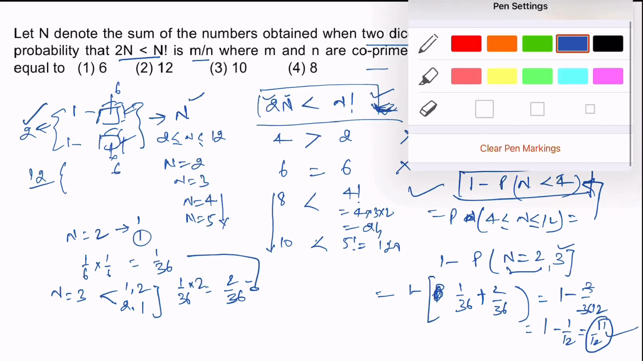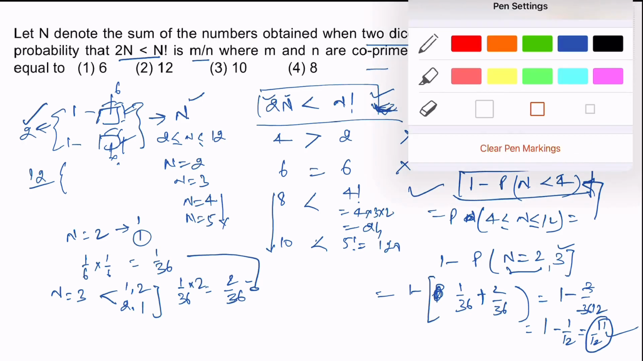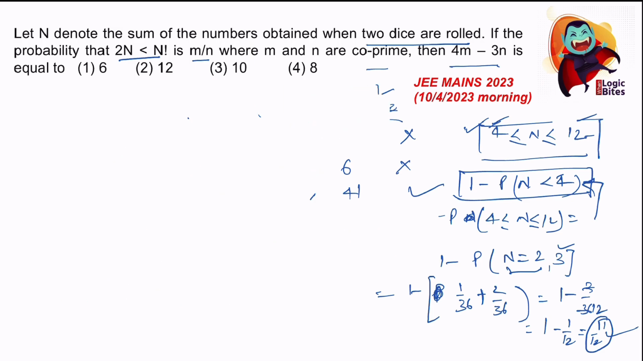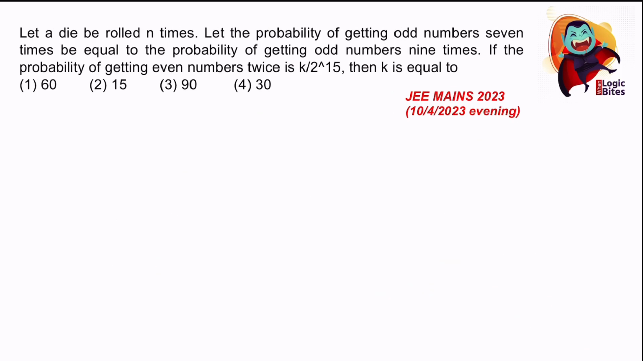I will try to create some space here. Let's see. So now it says the probability is m by n, that is 11 by 12, and these two are co-primes. We can see these two are co-primes. So 4m minus 3n, that is 4m is 44 minus 36, so it will be 8. So the answer is here. Now let's move to the next question.